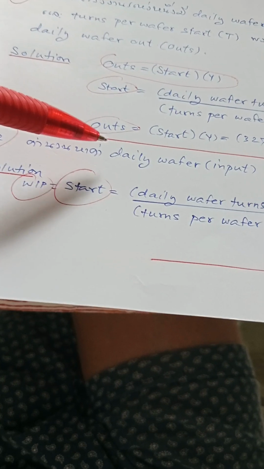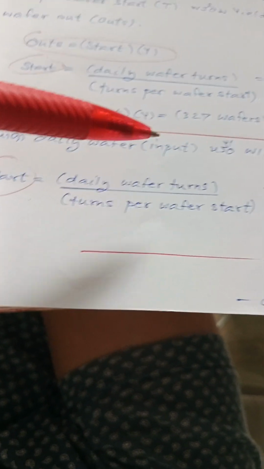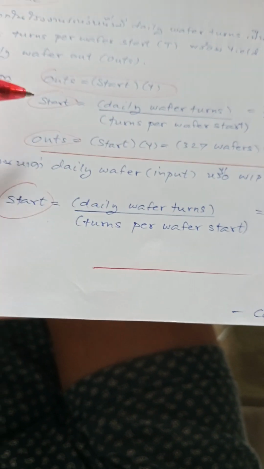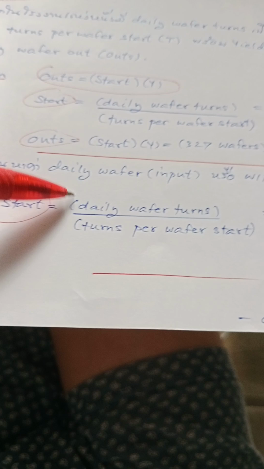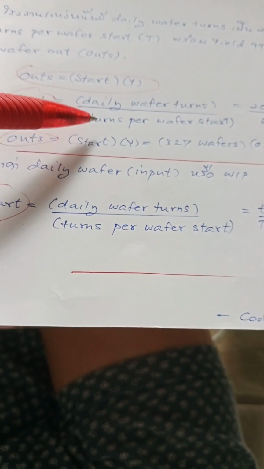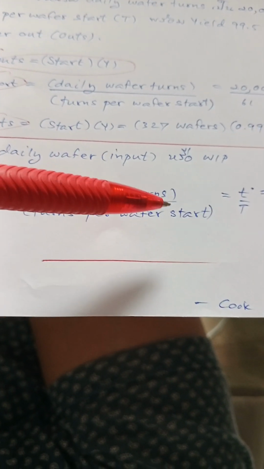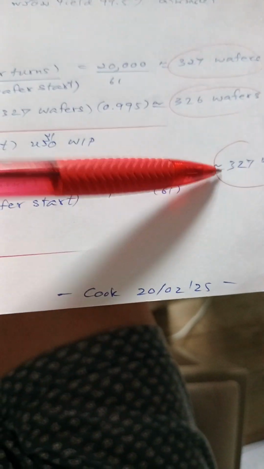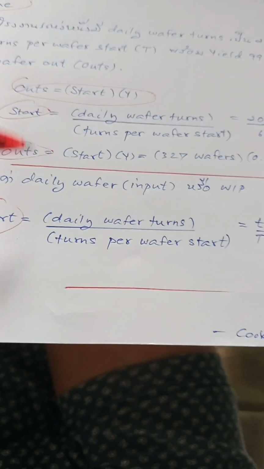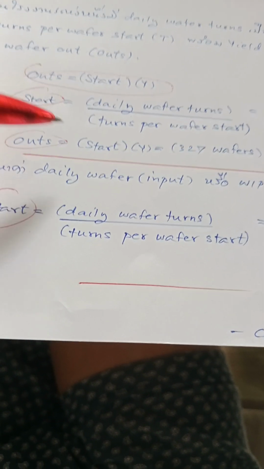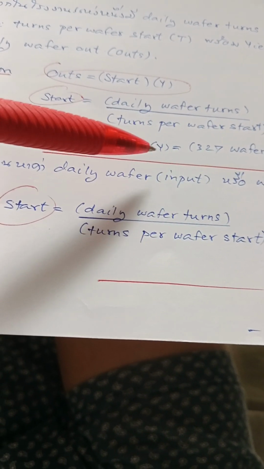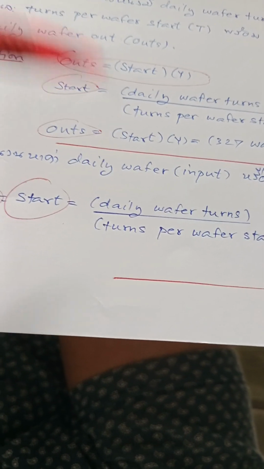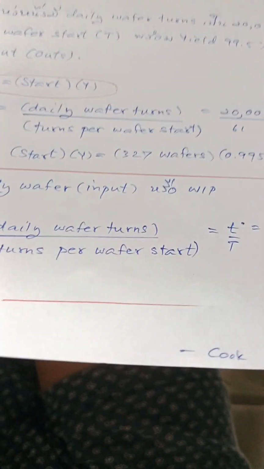Next, calculate the daily wafer start, or WIP. Actually, we did this before. Start, or WIP, equals daily wafer turns divided by turns per wafer start. Of course, this also gives you 327 wafers. So you can see the difference between start and out. Out is simply equal to start multiplied by yield. If yield is equal to 100%, or 1, your out is going to be equal to start, so all products are good.